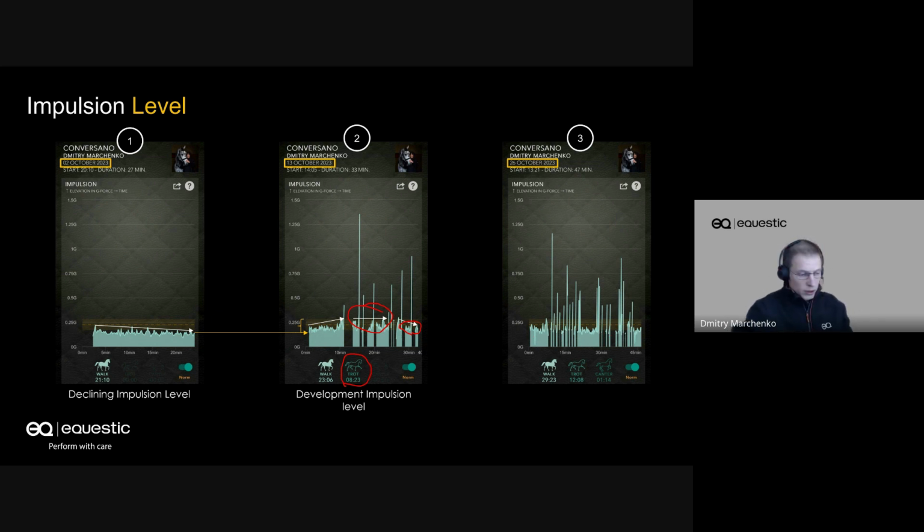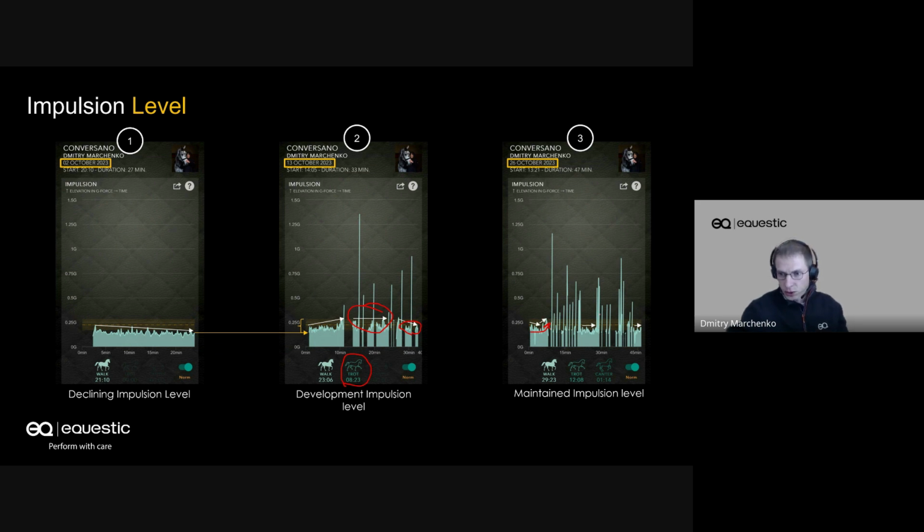And then look on the third chart here, and you will see the same interesting pattern of growing impulsion after warming up. So warming up for this horse is very important, because in the first 5 minutes the horse is just remembering how to move the body, and then it becomes performing because it becomes capable to really move the body.